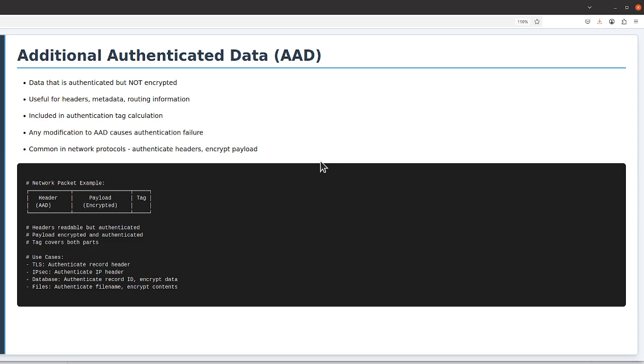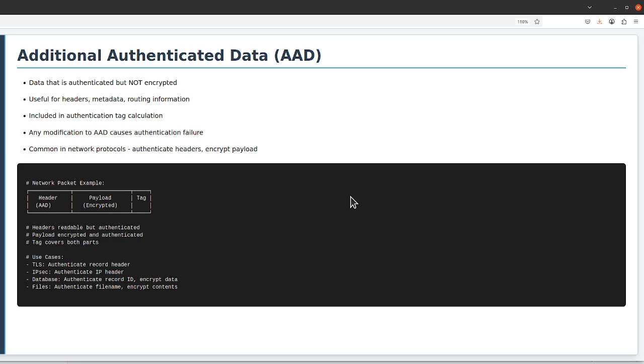You want to keep the payload secret, so you encrypt it. But you can't encrypt the headers because routers need to read them to forward the packet. However, you want to authenticate the headers to prevent an attacker from modifying them. This is where AAD comes in. You pass the headers as AAD to GCM. GCM includes the AAD in the authentication tag calculation but does not encrypt it. The result is that the headers are sent in plaintext, but any modification to them will cause authentication to fail at the receiver. This protects the integrity of the headers while keeping them readable.